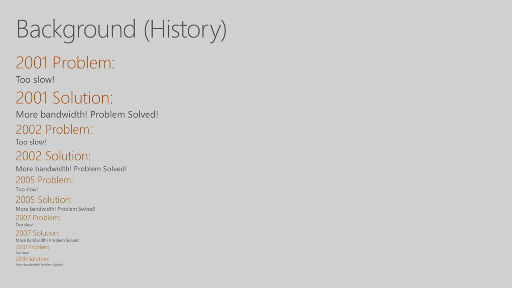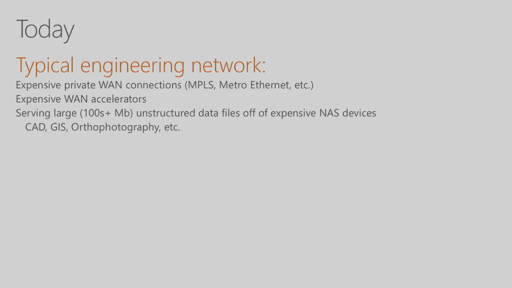So this has plagued us for almost two decades now. And if you look at the typical engineering company now, we've moved on to expensive private WAN connections, MPLS, Metro Ethernet. We have expensive WAN accelerators. We're serving large files, hundreds of megabytes. I've seen single files that were over 2 gigabytes apiece. I'm not saying that's the right way to do design, but I'm saying that's a way to do design, and we have to be sensitive to that. So I'm talking CAD, GIS, orthophotography, and we're serving those off of expensive NAS filers.